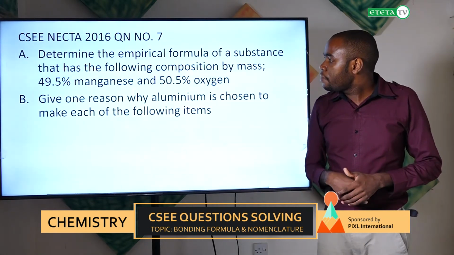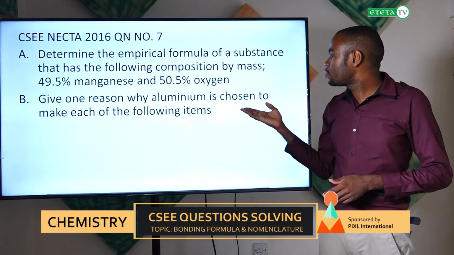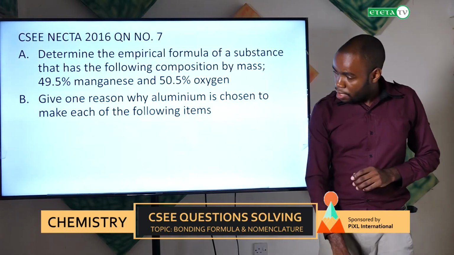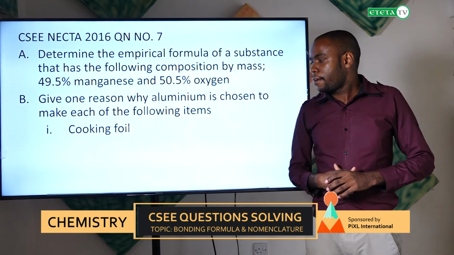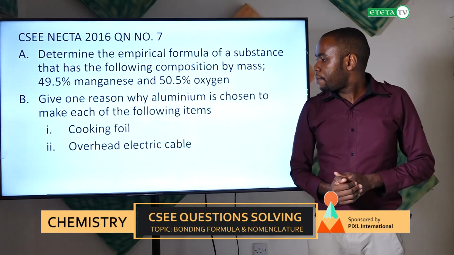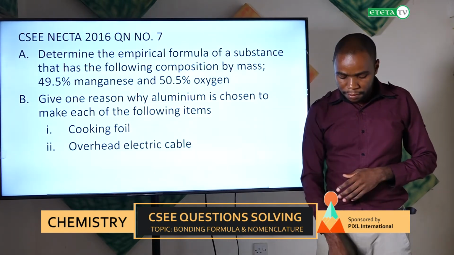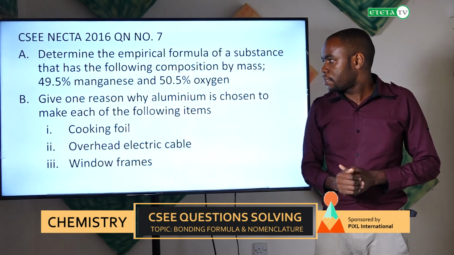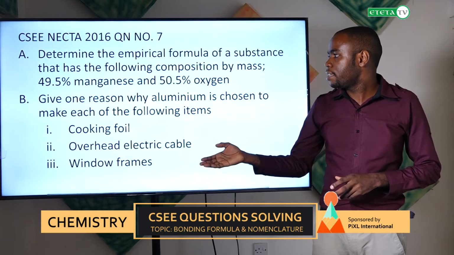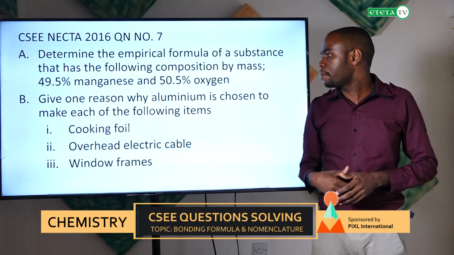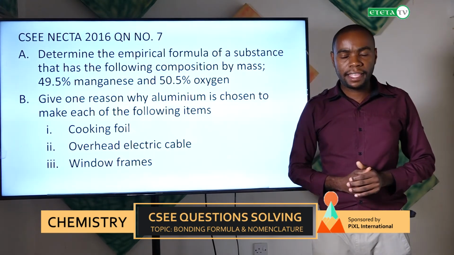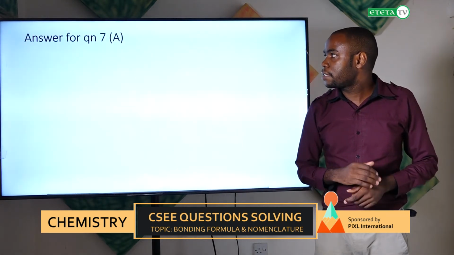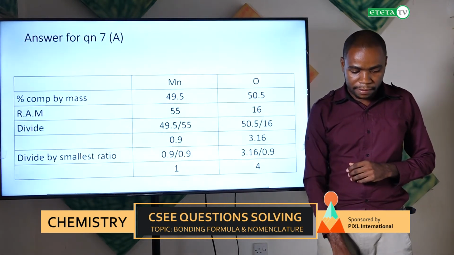B says, give 1 reason why aluminium is chosen to make each of the following items. The first item is cooking foil. The second item is overhead electric cable. And the third item is window frames. So what's required here is the reason why aluminium is chosen to make these items. I will start to answer question number 7a.